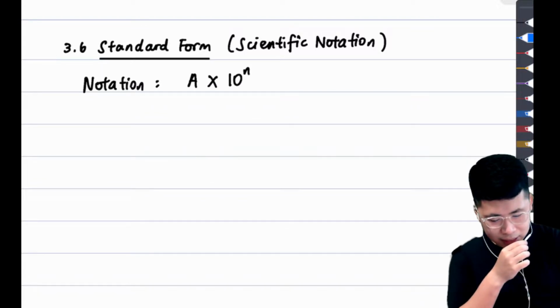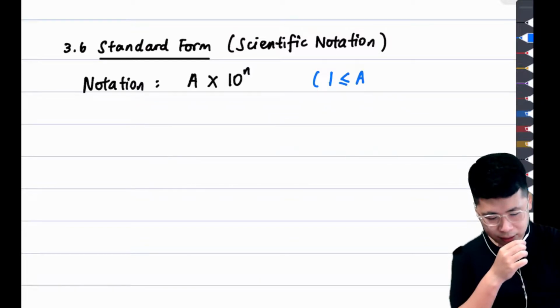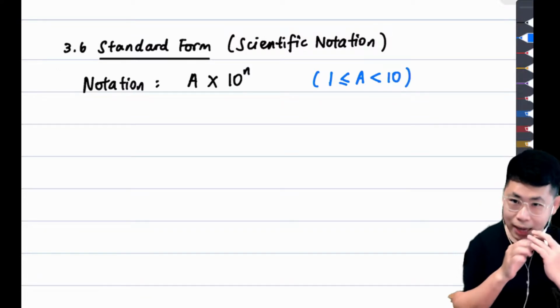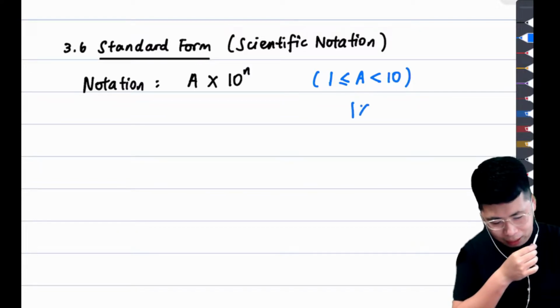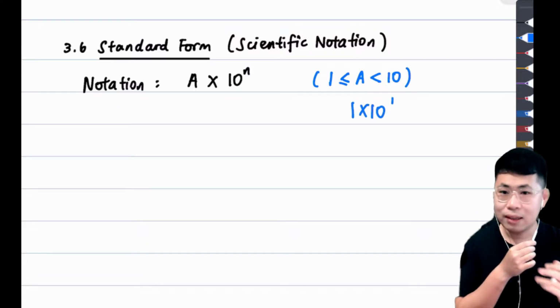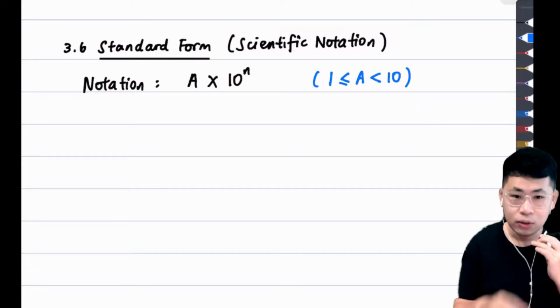Now the condition for this a is that it has to be between 1 and 10. It can be 1, but it cannot be 10, because if it is 10, you can write it as 1 times 10 to the power of 1. And this notation over here is our standard notation.